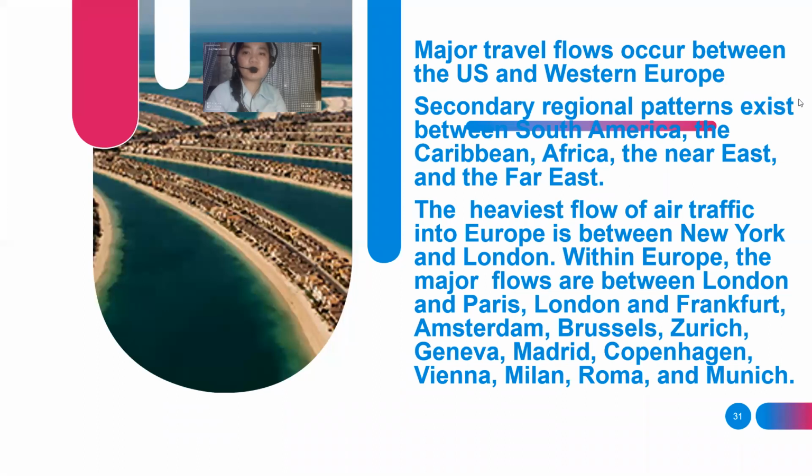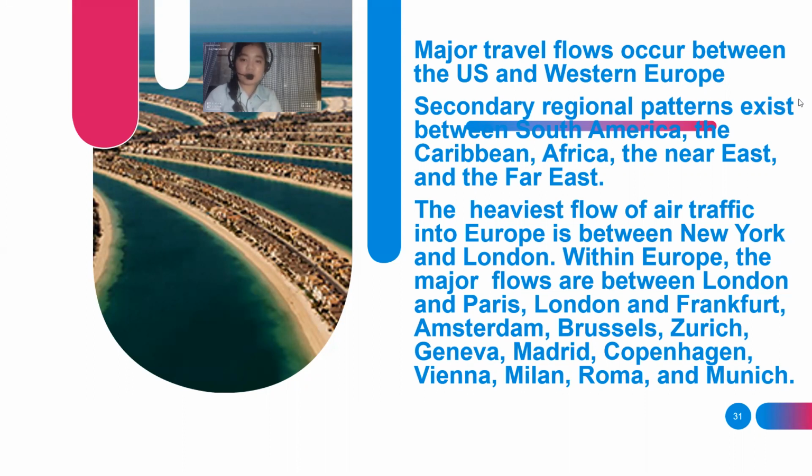So secondary regional patterns exist between South America, the Caribbean, Africa, the Near East, and the Far East. Meaning the heavy travel flows are also in these continents that were mentioned. The US is not a continent, of course. It's part of North America. But they generate the most influx of tourists inside Europe.